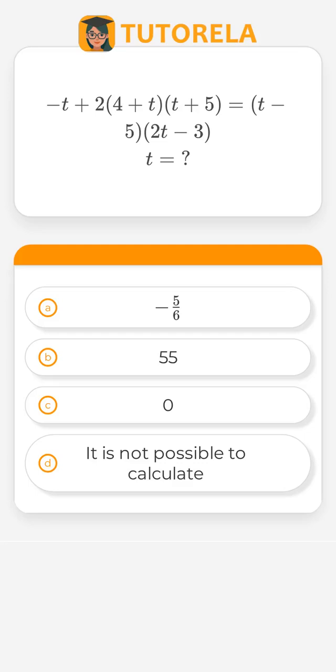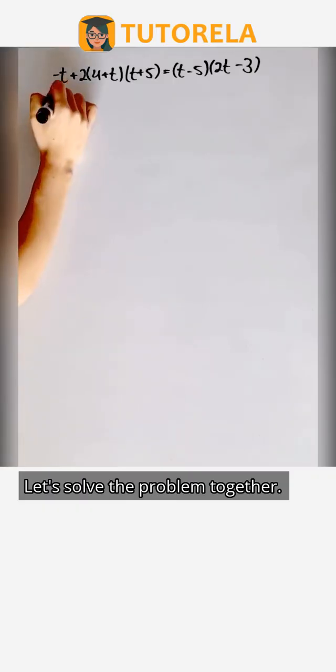Negative t plus 2 times the quantity 4 plus t times the quantity t plus 5 equals the quantity t minus 5 times the quantity 2t minus 3. What is t equal to? Let's solve the problem together.